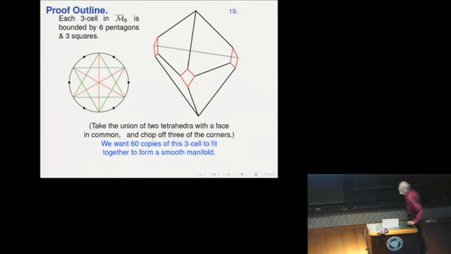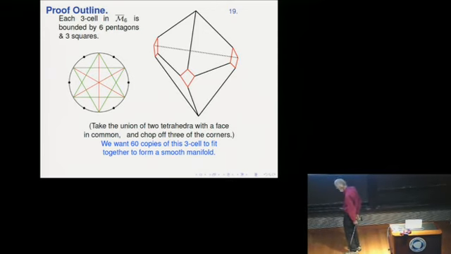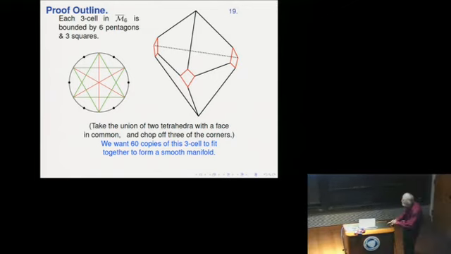Remember that it's easy to check that there are 60 copies of this 3-cell which have to fit together to form a smooth manifold. Well, if we want to give some geometry to this manifold, first of all, it's easy to check that there are 3 faces which fit together around 4 faces which fit together around every edge. So the simplest way of getting things to match up around the edges is to have all dihedral angles equal to 90 degrees.